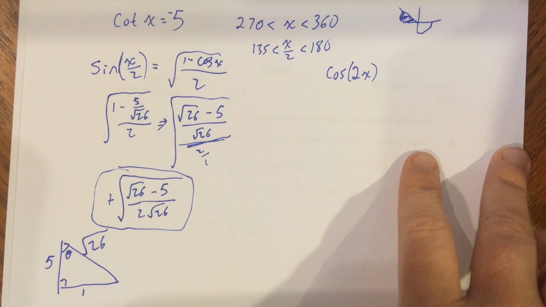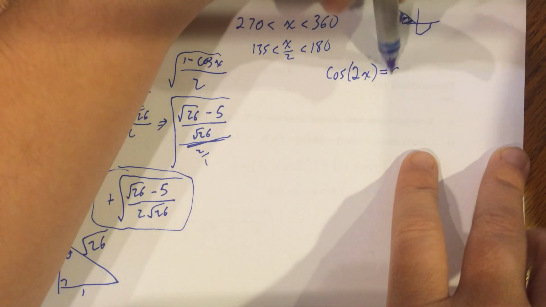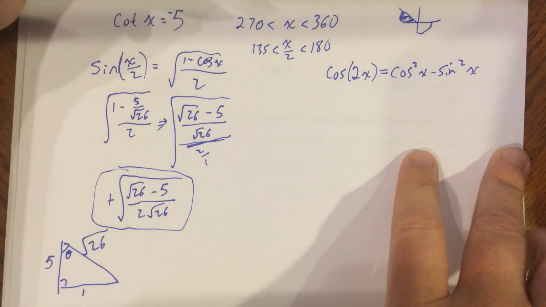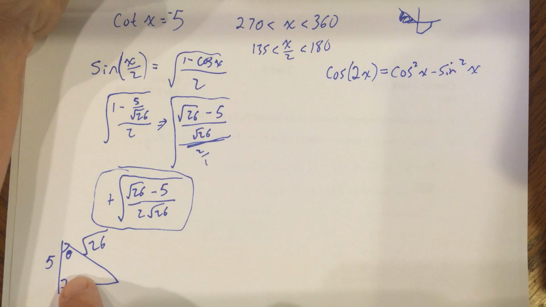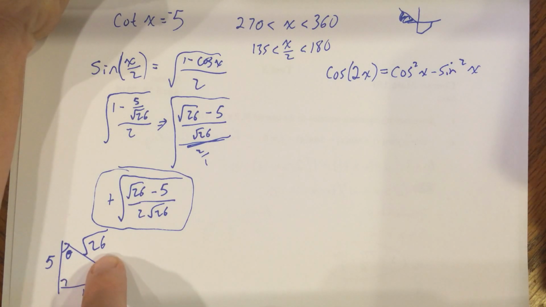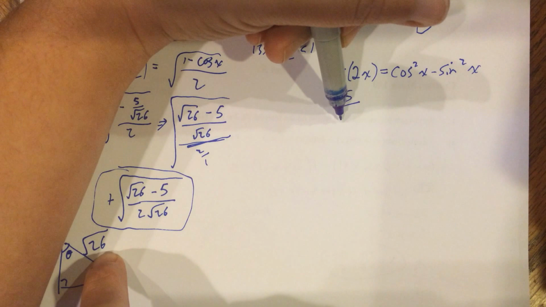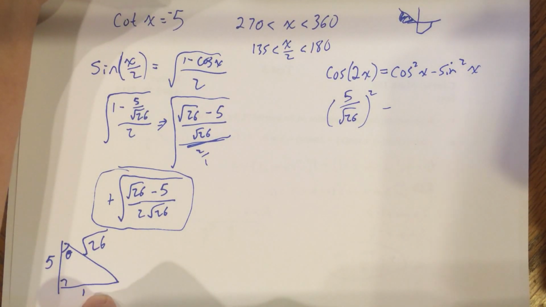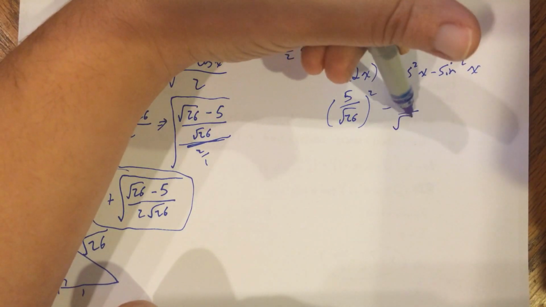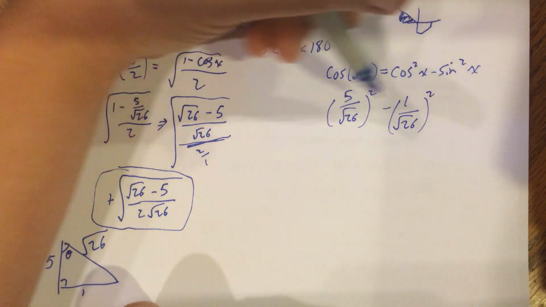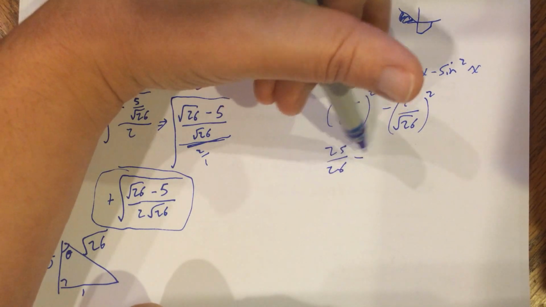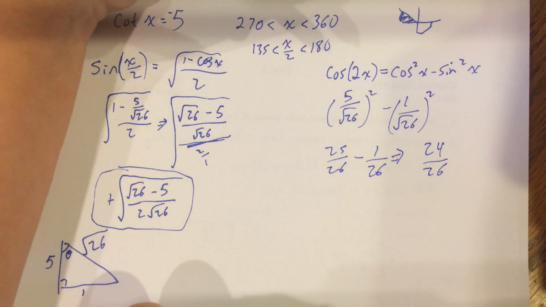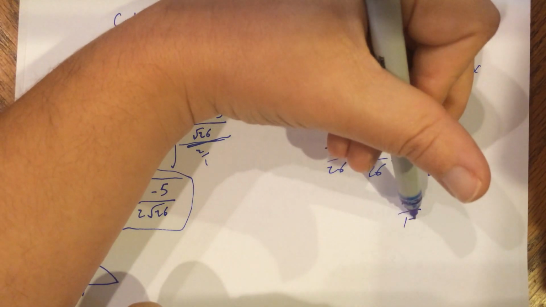Okay, I also want the cosine of 2x. Luckily I remember my formula for that: cos squared x minus sine squared x. I already know the cos, I found it. It was 5 over the square root of 26. And my sine, sine's opposite over hypotenuse, so 1 over the square root of 26. So 25 over 26 minus 1 over 26. 24 over 26. Simplify, 12 over 13.